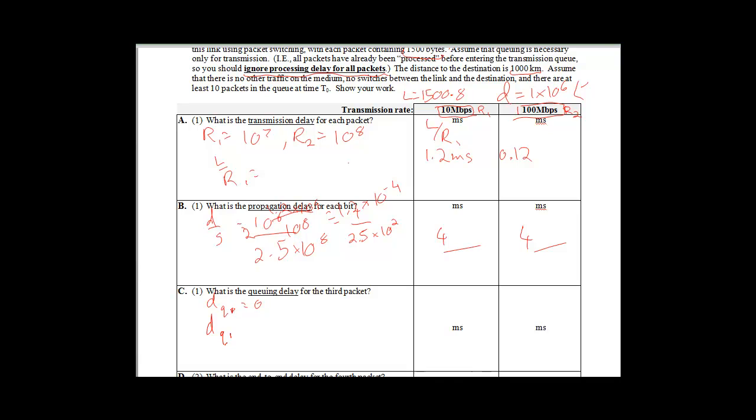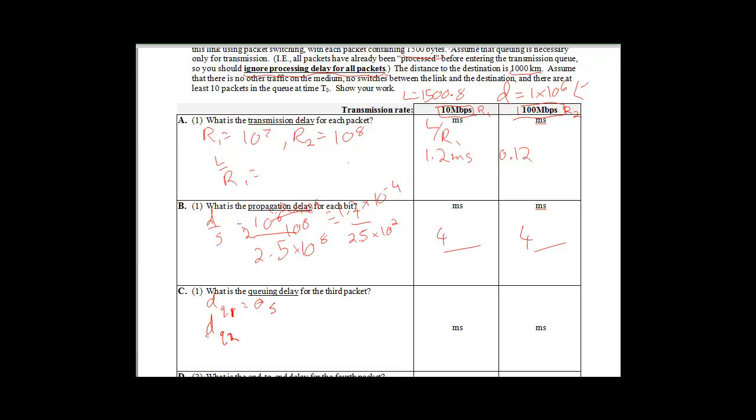dq for the first packet is 0. We're not dealing with 0th packets. So our dq for the first packet is 0 seconds, because there is no queuing delay for the first packet. Because it's the first packet, it gets there, it doesn't wait, it's just transmitted and then propagates through the network.